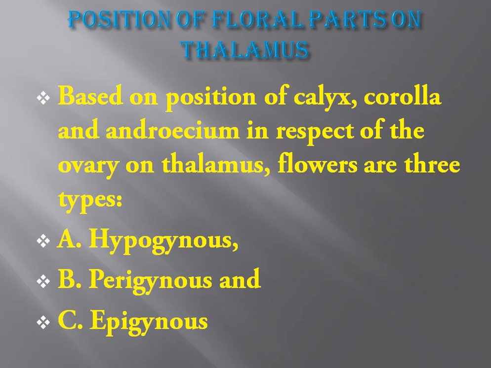Based on position of calyx, corolla and androecium in respect of the ovary on thalamus, flowers are three types. First one is hypogynous, second is perigynous and third one is epigynous.